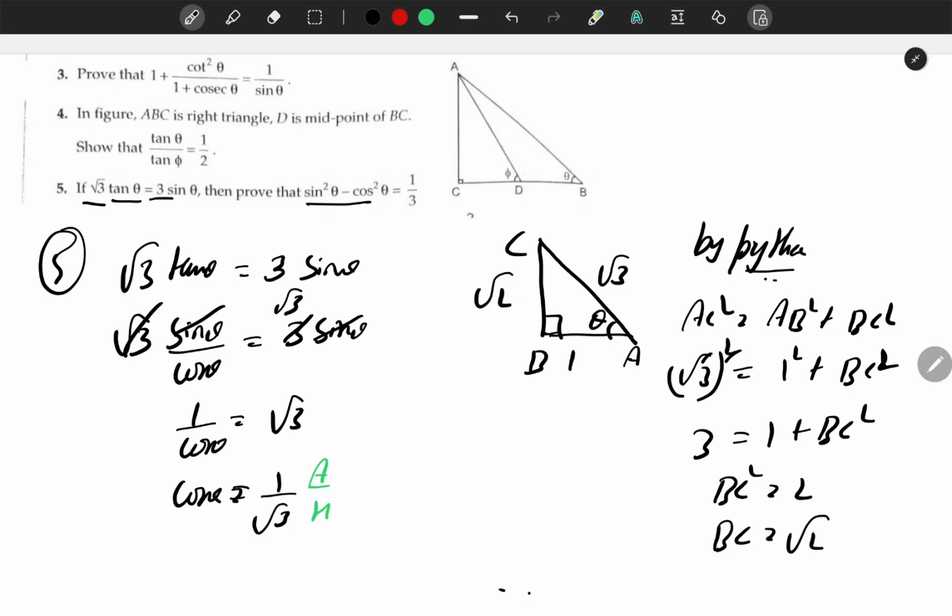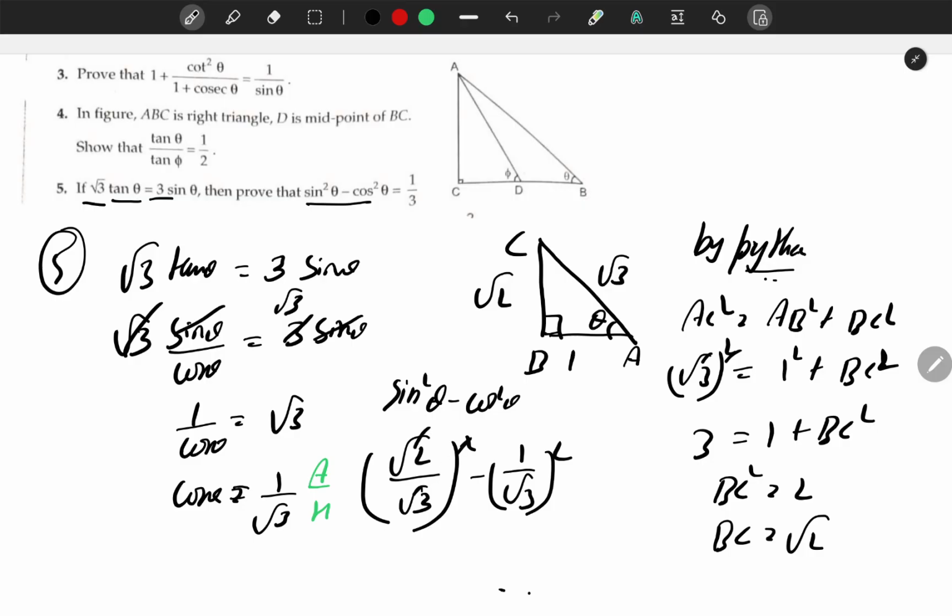Sin square theta minus cos square theta. Sin means opposite by hypotenuse: root 2 by root 3 whole square minus cos means 1 by root 3 whole square. Square gets cancelled. So 2 by 3 minus 1 by 3. So 2 minus 1 is 1 by 3. The answer is 1 by 3. That is the RHS. Okay.